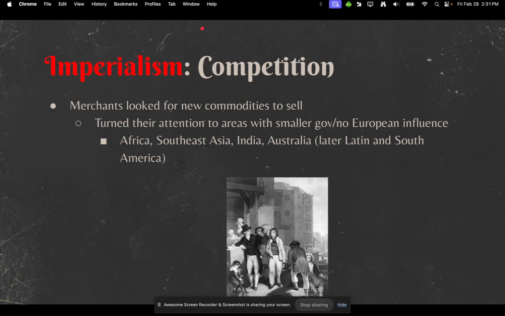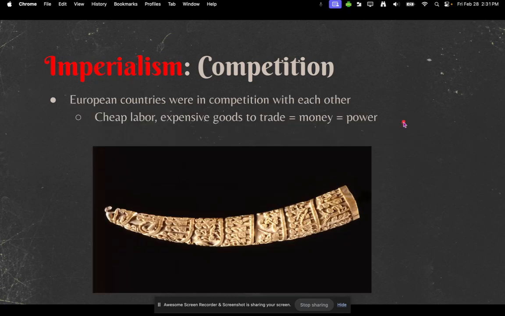So merchants were also out there looking for new commodities to sell, since the slave trade took a big dive. So they turned their attention to areas with smaller governments or no European influences. So places like parts of Africa, specifically not the Ivory Coast, like we talked about in the last unit, or the unit before. Also Southeast Asia, India, Australia, and then later on Latin and South America.